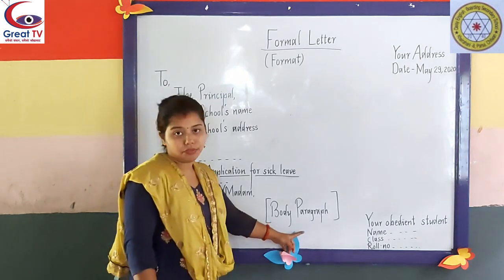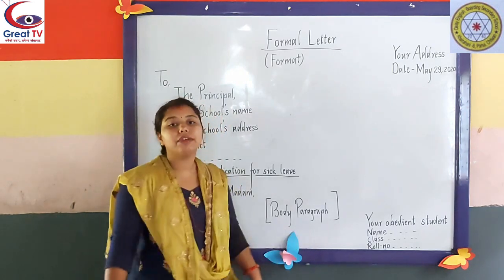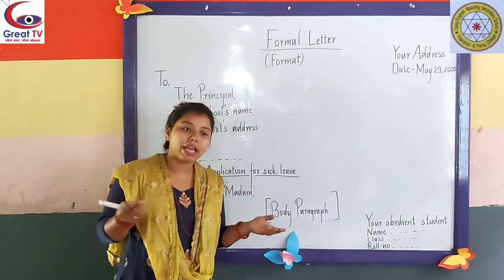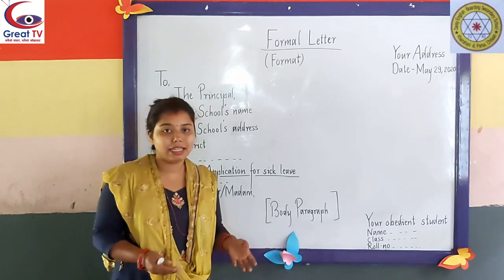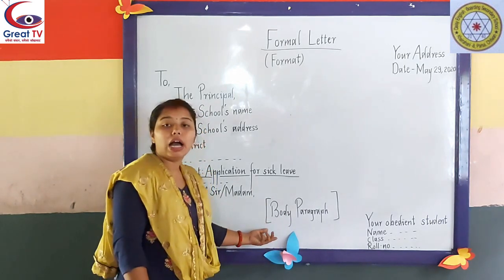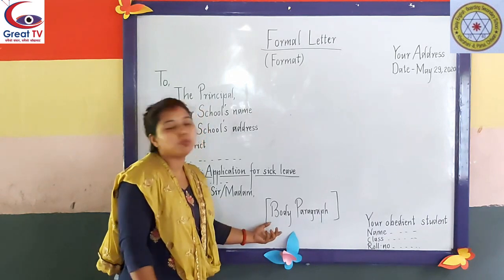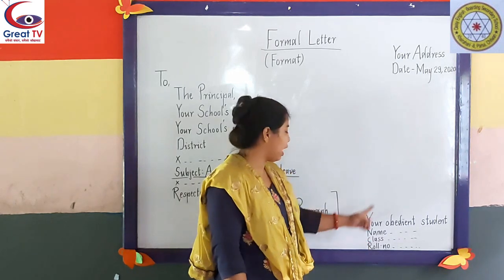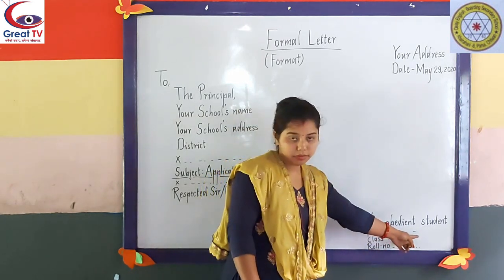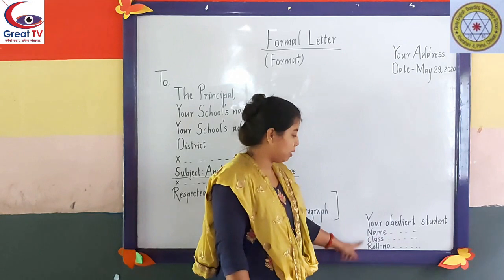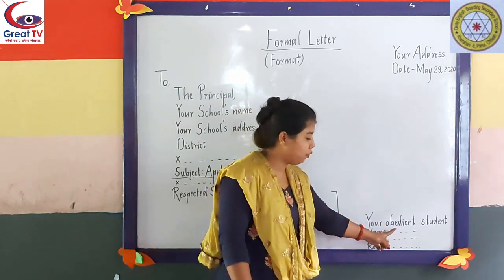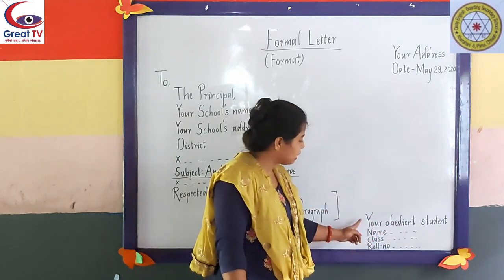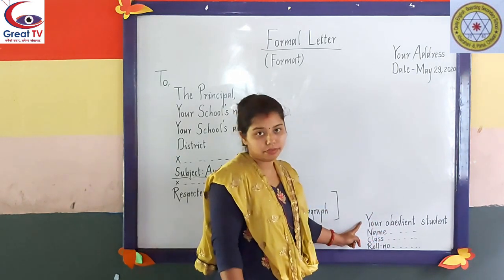Then body paragraph. In this body paragraph, you will give details about why you are asking for leave. You are suffering from headache, you are not feeling well, you met an accident. All those details you will give here in this body paragraph. In the end, at this side, you will write your obedient student, name, class, roll number. There are options also. You can write yours faithfully also. Obediently yours also. Okay, this you can change by yourself.